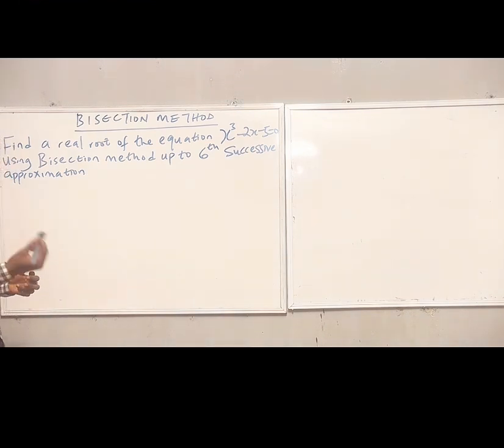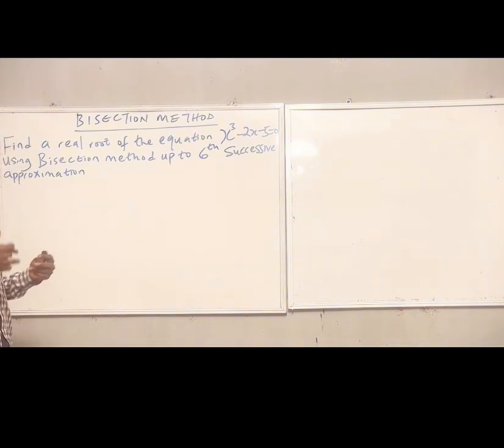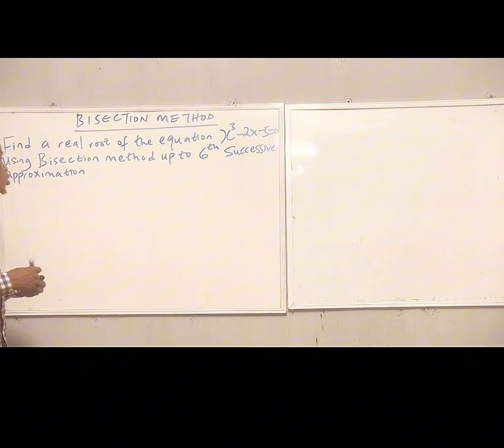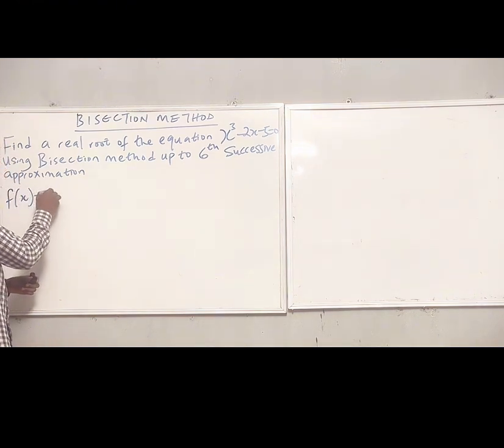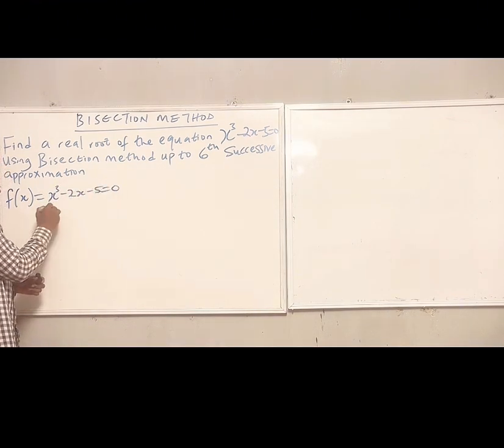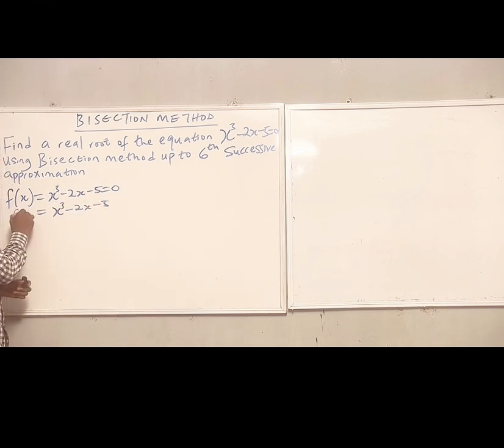So let's start with iteration. We are going to put x is equal to 0 so that we can get our root interval, that is, the root that lies between the opposite signs, negative and positive or positive and negative. So our f of x is equal to x to the power of 3 minus 2x minus 5, equal to 0.